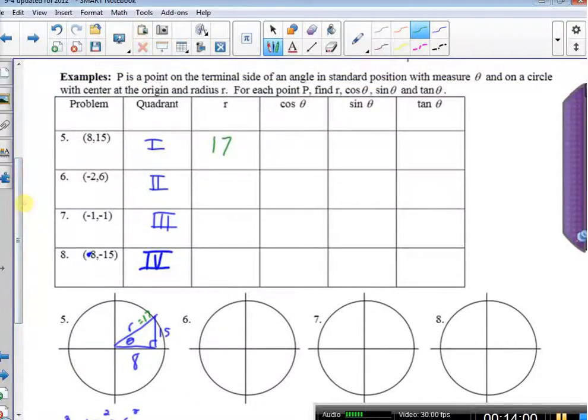Now we cannot say that cosine is the x-coordinate because we're not on the unit circle. So now cosine theta, we have to refer to the previous page, is x over r. Sine theta is y over r, and tan theta is y over x. So this is going to be 8 over 17. The y is the y coordinate, which is 15 over 17. And y over x is 15 over 8.